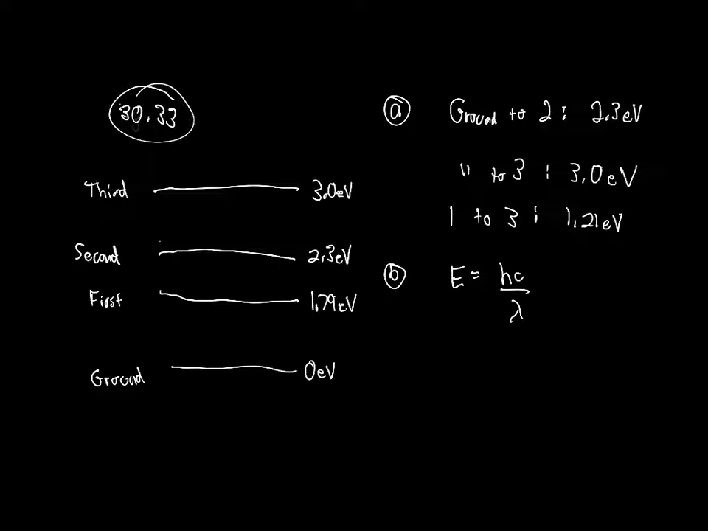If I want to find wavelength, how can I find wavelength from this? What do I need to do? Do some algebra. Yeah, so I can move lambda over to the other side and move E down to the bottom. So multiply both sides by lambda and then divide by E. And I can get the equation lambda equals h times c divided by E.